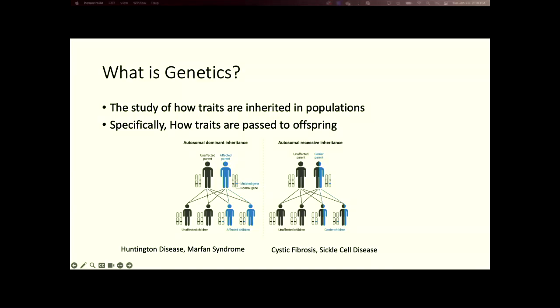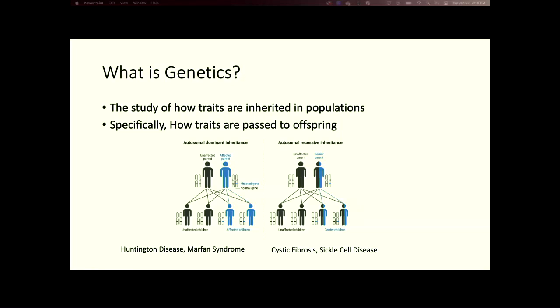So genetics is the study of how traits are inherited in populations, specifically how traits are passed to offspring. And this can be really complex. We can have autosomal dominant inheritance, where you just need one copy of a gene to have an affected child, and this is things like Marfan syndrome, which affects your tendons and gives your joints a really weird appearance, and Huntington disease, where your brain degeneratively turns to mush at around age 40.